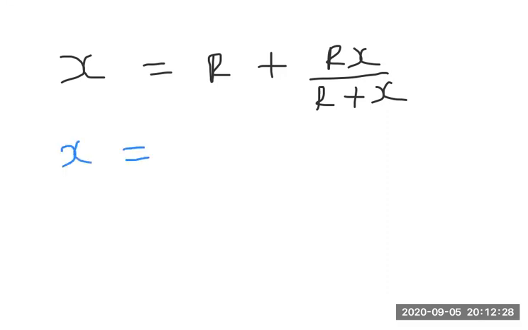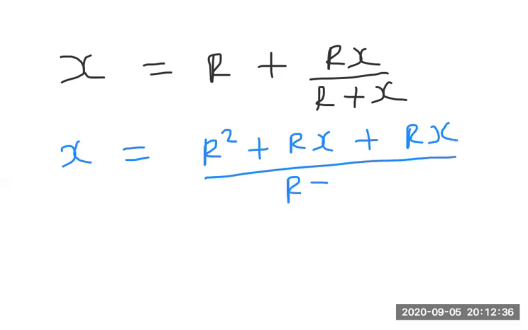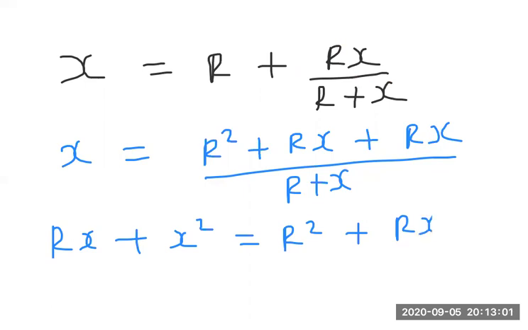X is equal to LCM. LCM means R square plus RX by R plus X. What did you do, sir? Nothing, I did here. This term is there, this term is there. I am taking the addition of these two terms. I have taken LCM, LCM is R plus X. Cross multiply means Rx plus X square is equal to R square plus Rx plus Rx.